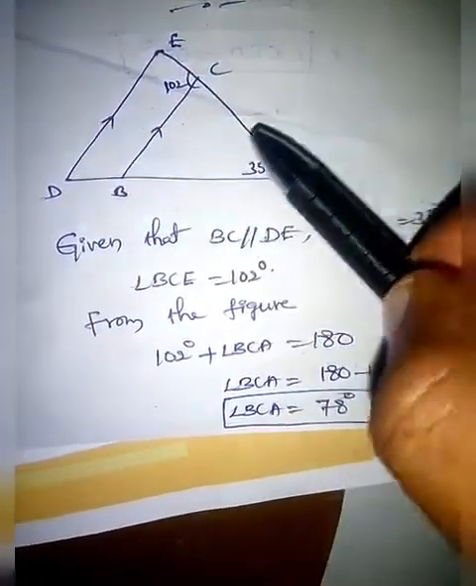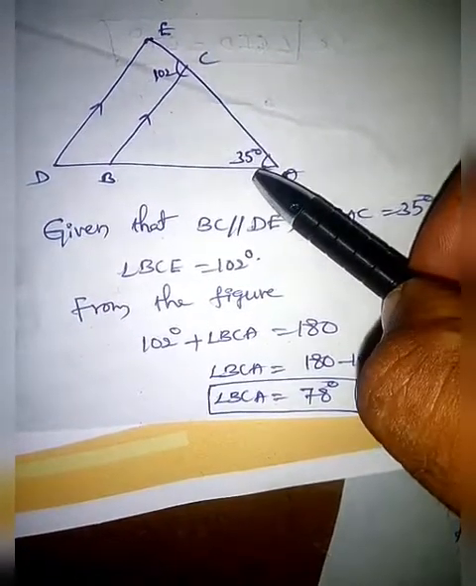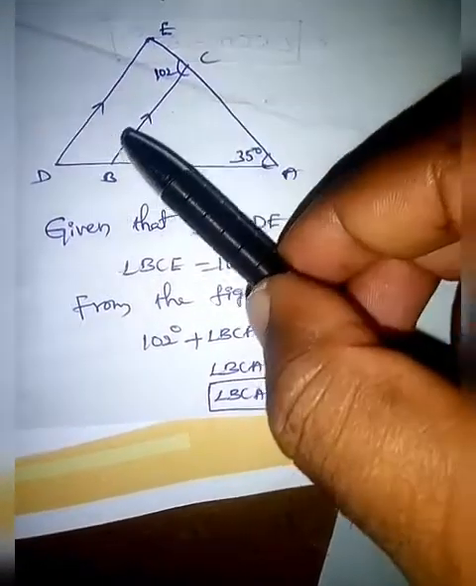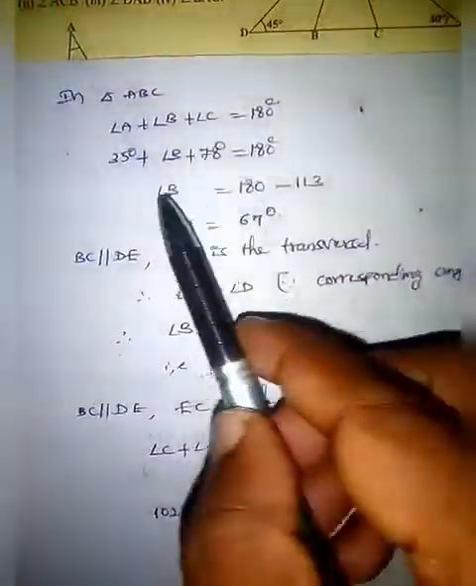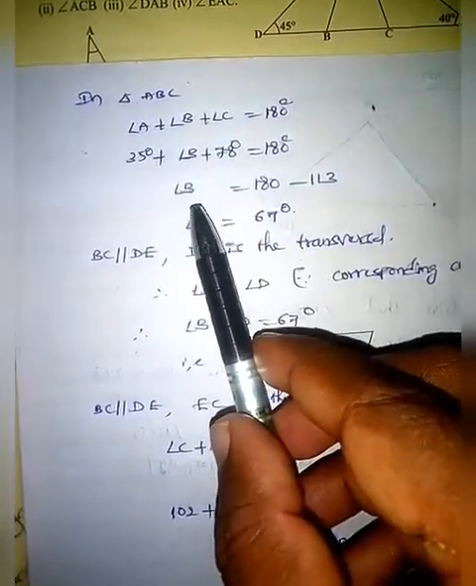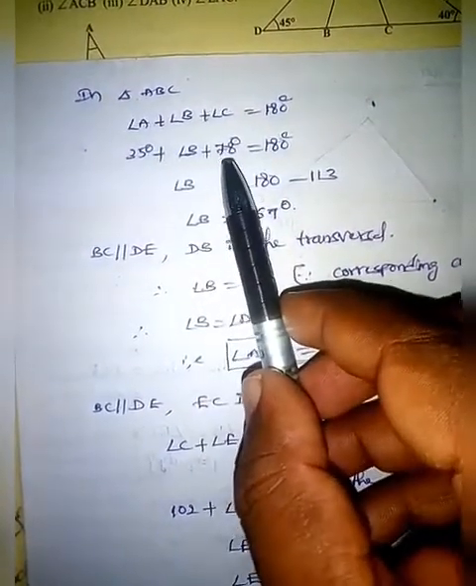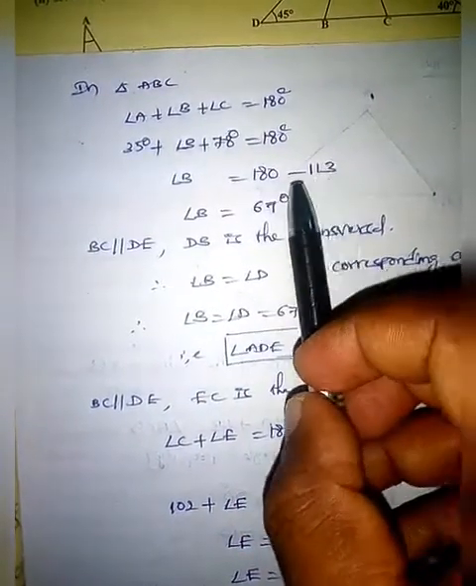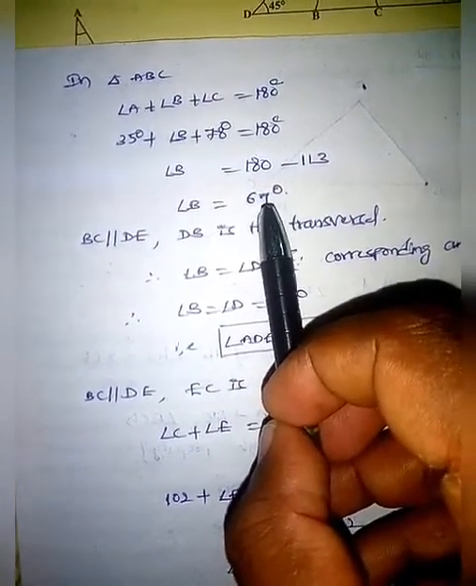So in this triangle, angle A plus angle B plus angle C equals 180. That means angle A is 35, angle C is 78, and write angle B as it is because we don't know the value of angle B. So angle A plus angle B plus angle C equals 180. That's why angle B equals 180 minus 113. 35 plus 78 equals 113. If you subtract 113 from 180, angle B equals 67 degrees.